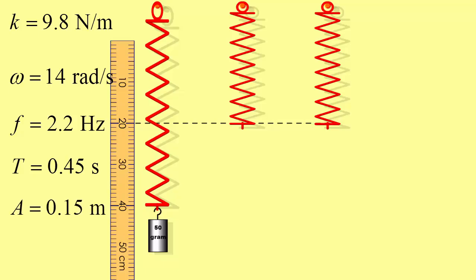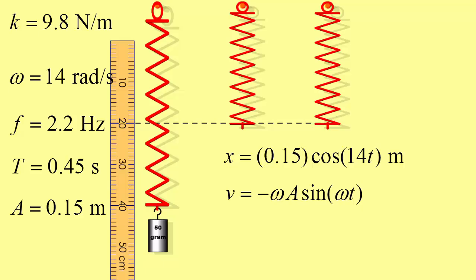As we know the amplitude of the oscillation, we can now determine the displacement of the oscillating mass about its equilibrium at any time using the displacement equation. The displacement equation is the amplitude multiplied by the cosine of the angular frequency times the time. Substituting the values for amplitude and angular frequency gives us the displacement being equal to 0.15 multiplied by the cosine of 14t.